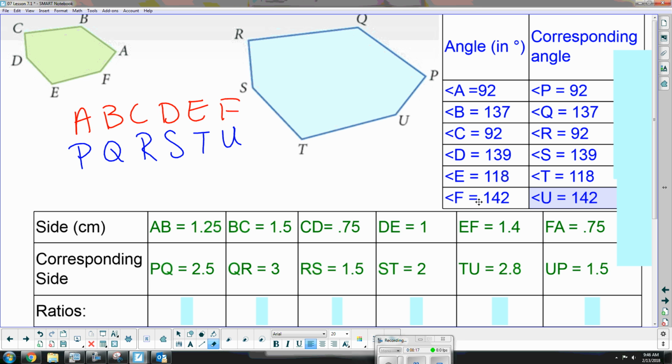Now, if you look at the sides, they are not congruent. And if you look at the 2 polygons, you can clearly see that polygon ABCDEF is much smaller than polygon PQRSTU. But if you compare the sides and the corresponding sides, and if we were to write this as ratios, you would notice a pattern. So I'm going to write these down all as ratios so that you can see some similarity.